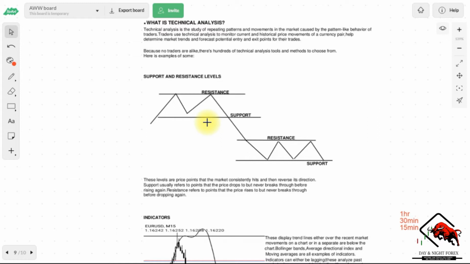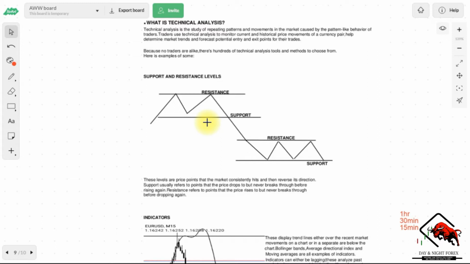So it also helps us to determine market trends and forecast potential entry and exit points for our trade. So it's almost like a weather forecast, right? We sit down and watch the weather to see what is coming up next, and in the following days the weather is going to be hot or cold or raining. It's almost the same thing here, but you just have two directions. As I said, either you're buying or you're going short. So it's either you're buying or you're selling.